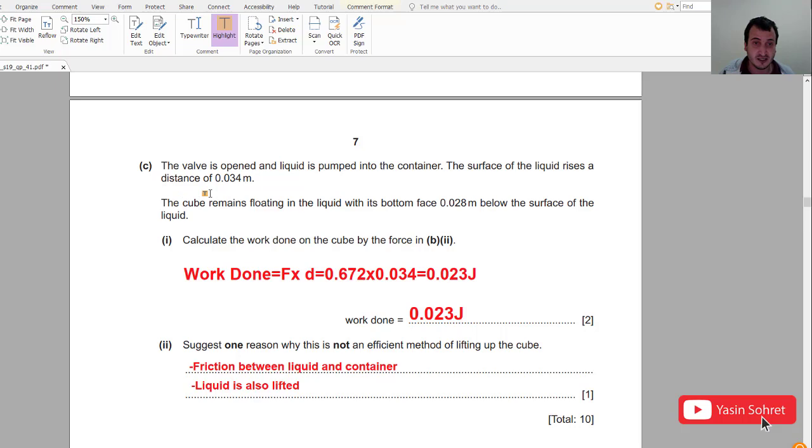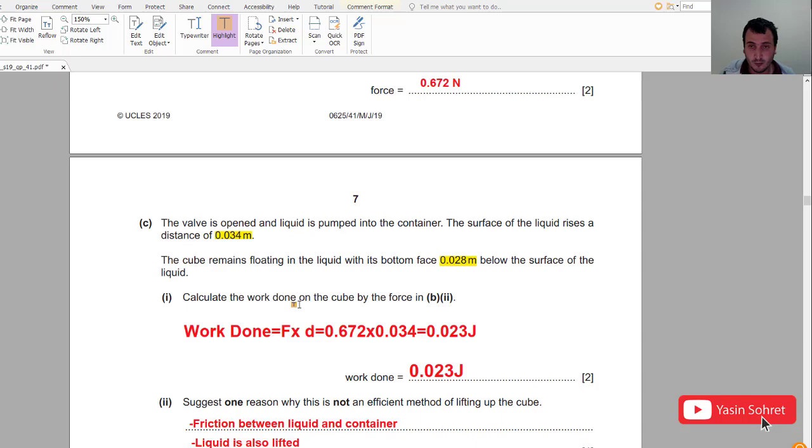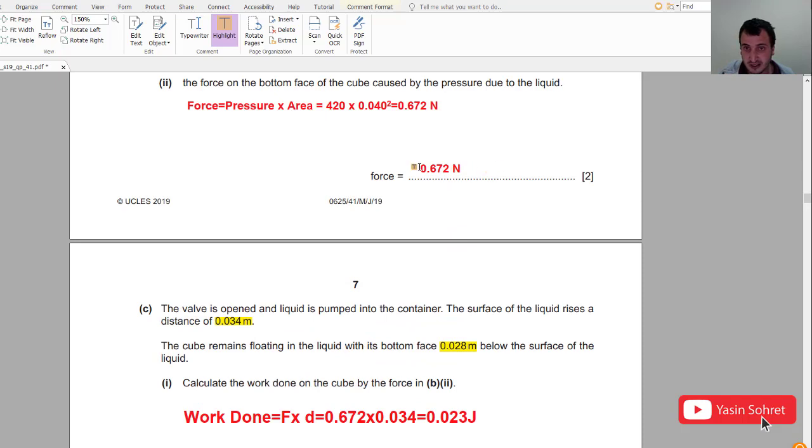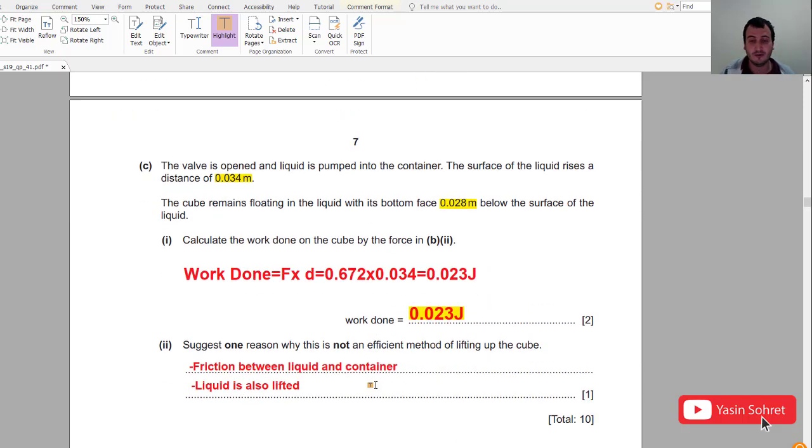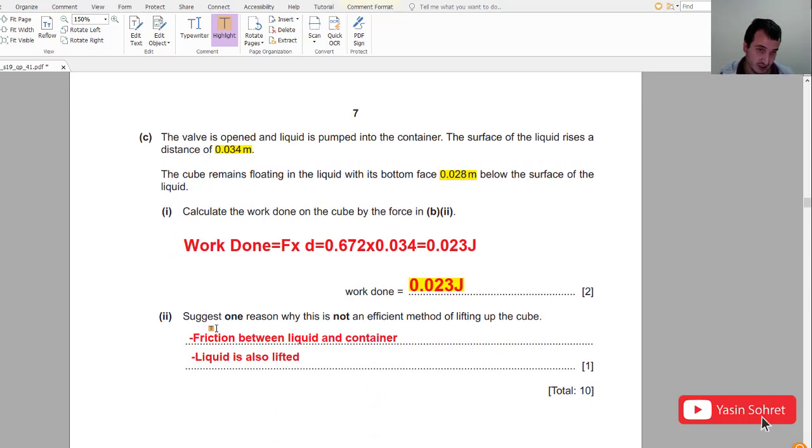When the valve is open and liquid is pumped into the container, the surface of the liquid raises a distance of 0.034 meters. The cube remains floating in the liquid with a bottom of 0.028 meters below the surface of the liquid. Calculate the work done on the cube by the force. So work done is equal to force times distance. The force we already calculated, caused by the pressure due to liquid, is 0.672 times the raising liquid distance of 0.034 meter, and the work done is going to be 0.023 joule.